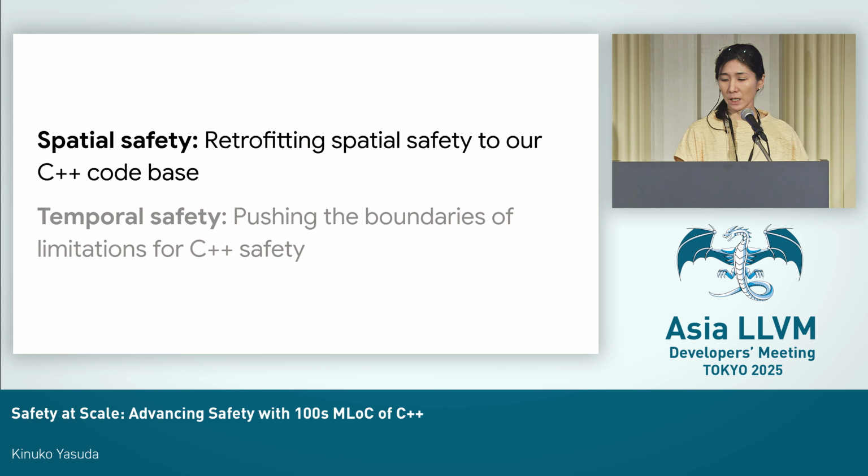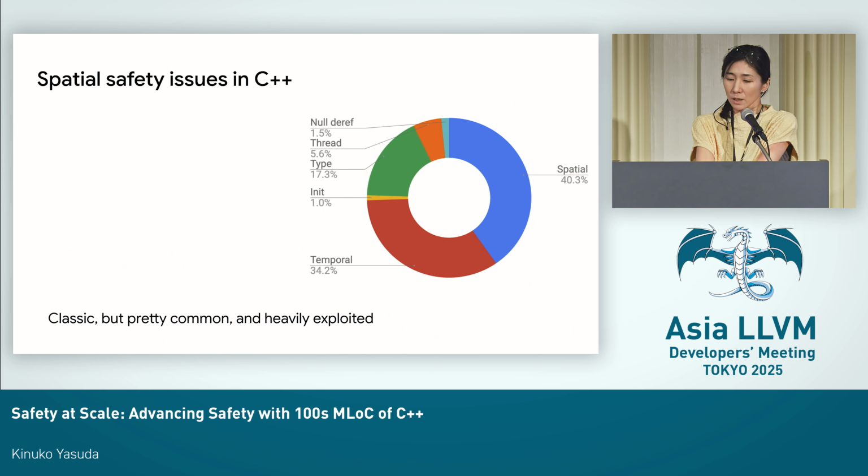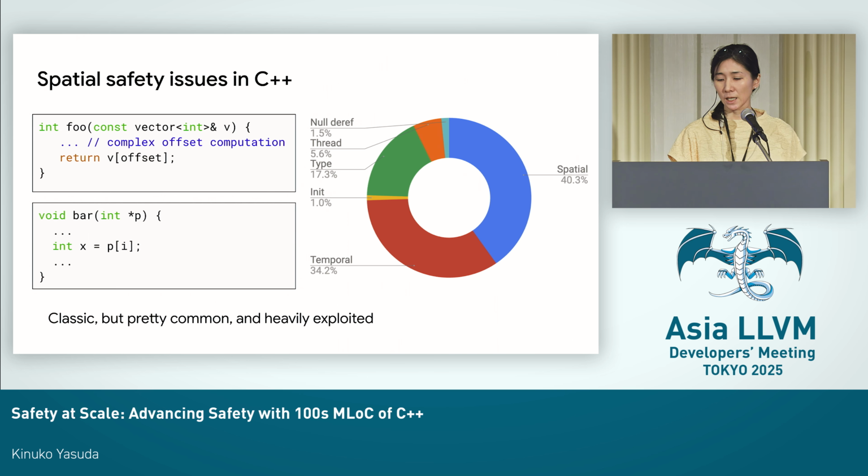So let me start with our efforts in spatial safety, or how we retrofit spatial safety to our existing C++ code base. So what are spatial safety violations in C++? This type of violation happens when memory is accessed outside its allocation, like your code touches an element of an array with an index that is larger than the size of the array. It's a very classic bug, but happens a lot. And based on our analysis, this type of vulnerability represents roughly 40% of in-the-wild memory safety exploits. That is actually the largest exploitable surface.